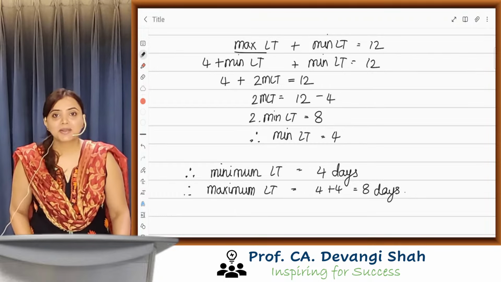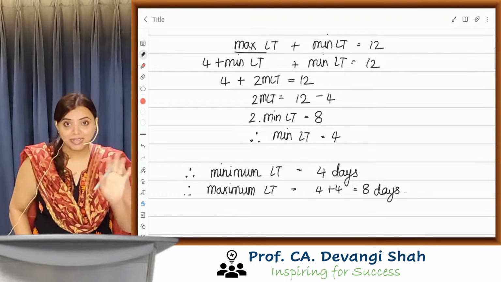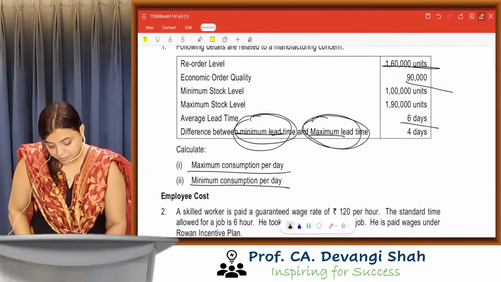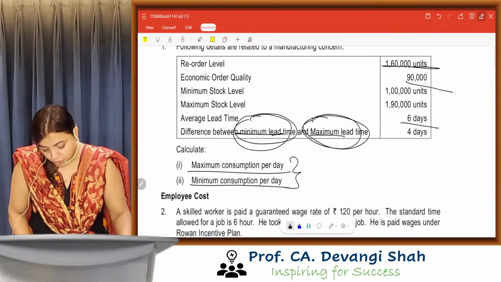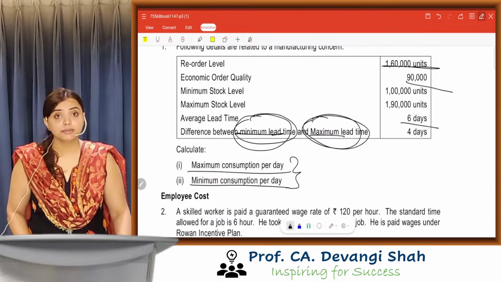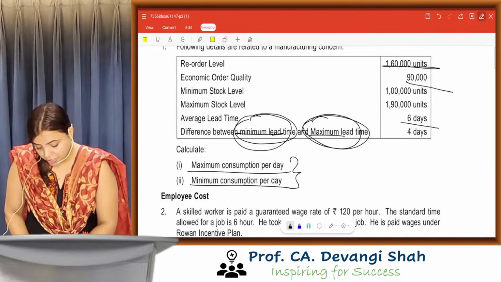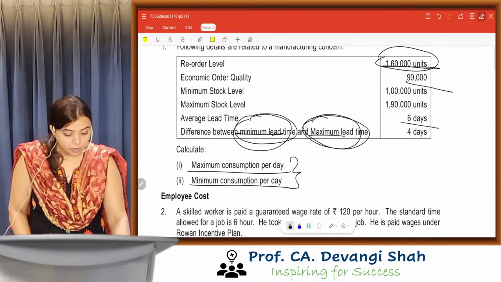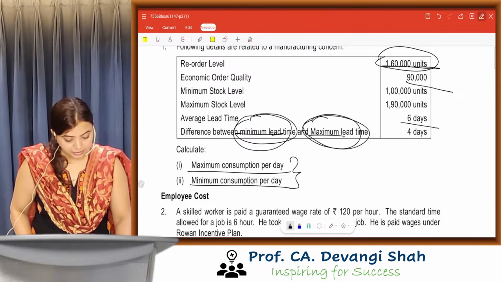But friends, the requirement of the question is not to compute lead time. Let's go back to the question. Lead time नहीं ढूंढना है भाई, हमको consumption ढूंढना है. So how are we going to get this consumption? We know reorder level 1,60,000 units already given. What's the formula for reorder level, friends?